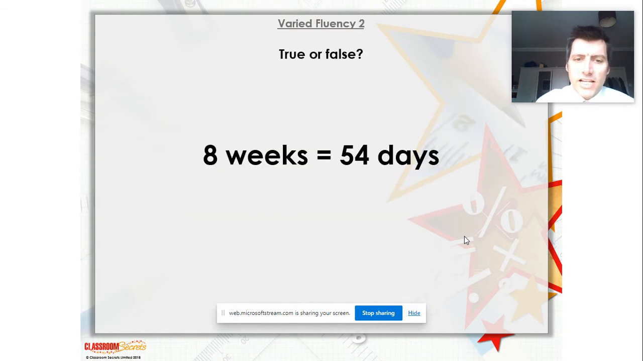Okie dokies. Have a look at this. Based on your knowledge, you know there's 5 school days in a week. There's 2 days at the weekend, so you know how many days in total there are in a week. Now, after you've added those two values together and you've got your weekday value, see if 8 weeks is equivalent to 54 days. Are these two values the same?